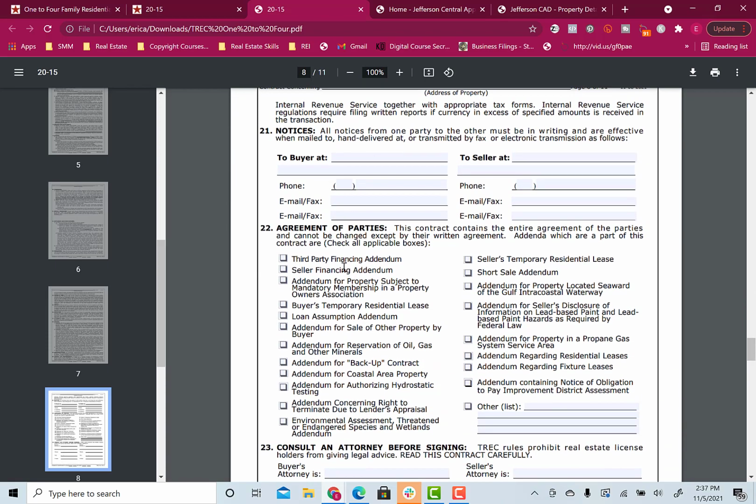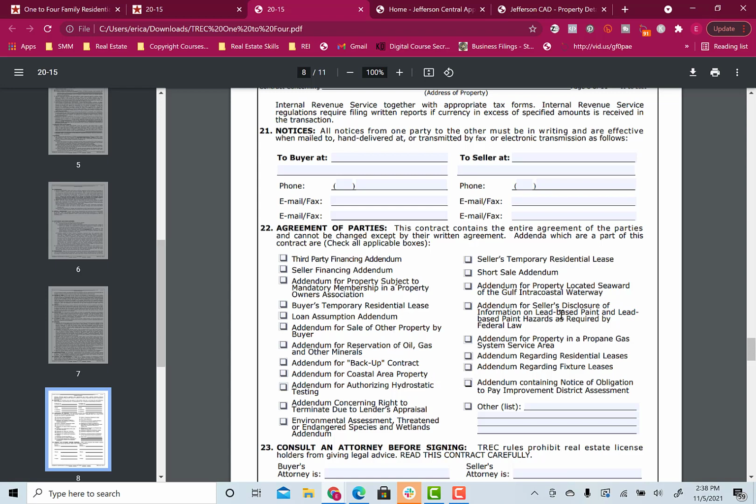The frequent addendums that you're probably going to have are, because you're not doing third-party financing as an investor, you don't need that. Seller financing, that's if you decide to try and do something subject to, then you would fill out this seller financing addendum. Addendum for the property being part of a property owners association, that's another addendum that you might end up using.